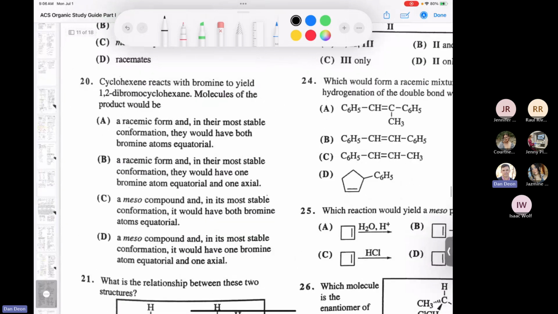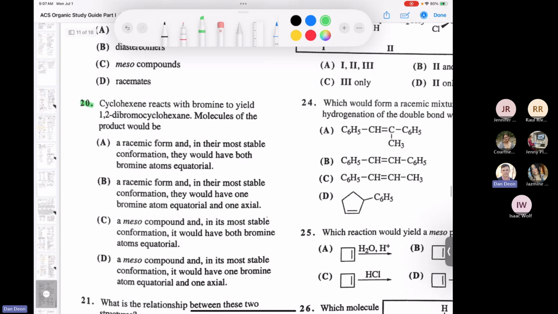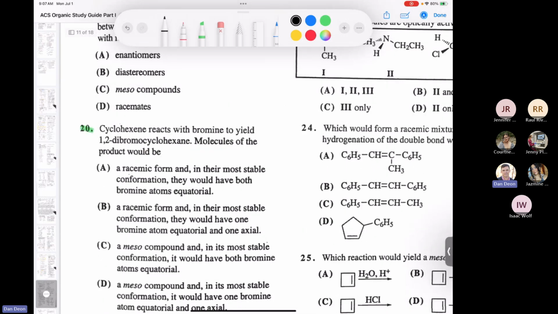I like question number 20 because there's a lot of reading in it. We just asked you to solve a little word problem here. Cyclohexene reacts with bromine to form 1,2-dibromocyclohexane. Molecules of this product would be... Well, if you were to write out what's going on here, you have cyclohexene, which is this molecule. You treat it with bromine, right? This is something we covered in chapter 8 in detail.